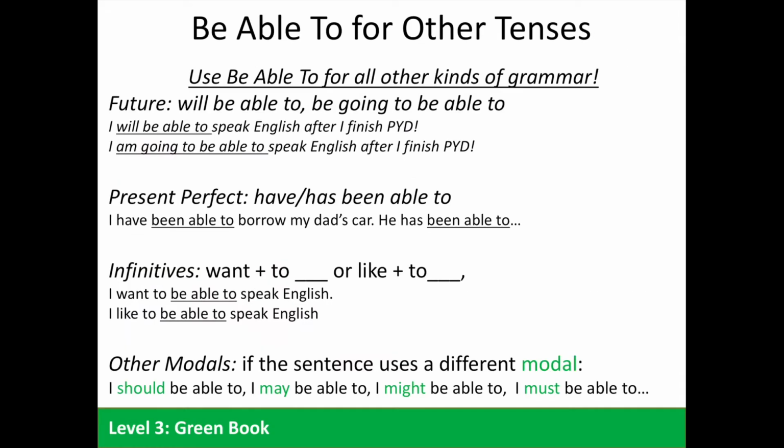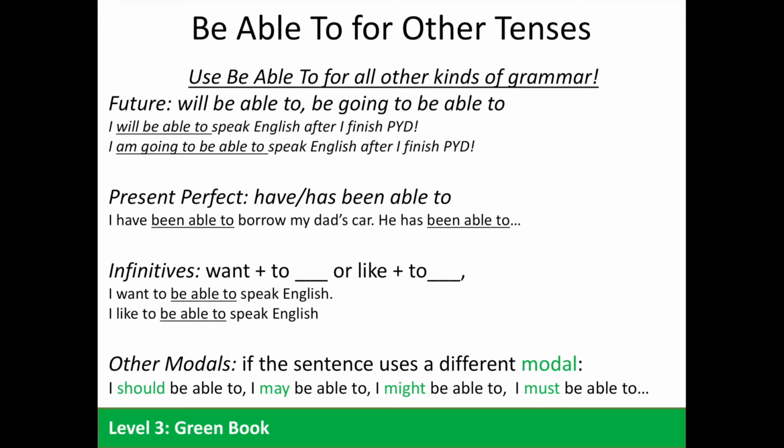Now, we have to keep in mind that be able to can also be used for other tenses in English. So thinking about the future, we can use be able to with the modal will, like will be able to, as well as be going to be able to talk about ability in the future. Let's look at some examples. I will be able to speak English after I finish PYD. Or, I am going to be able to speak English after I finish PYD.